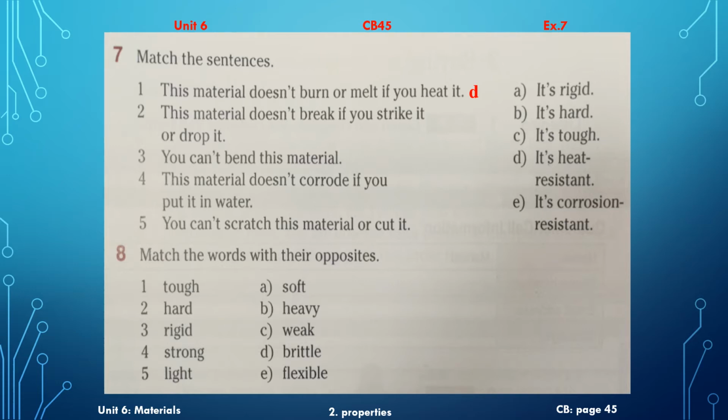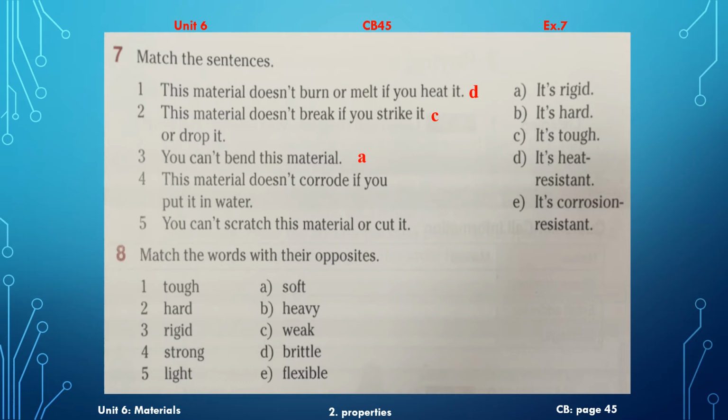Number 2, this material doesn't break if you strike it or drop it. If a material is like this, we say that it is tough. It's tough, like steel, for example. Number 3, you can't bend this material. When you can't bend a material, we say that it's rigid. It's rigid.